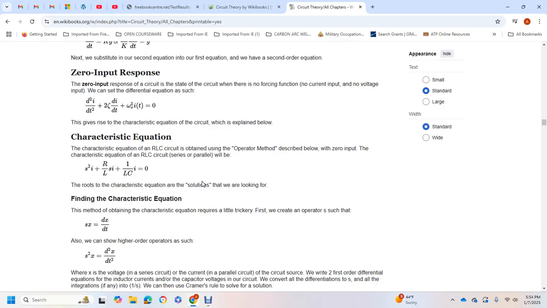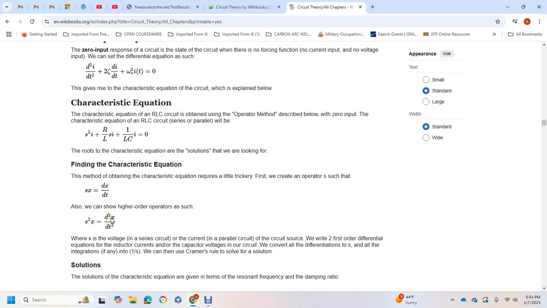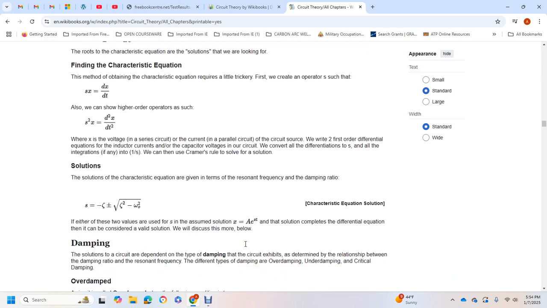Finding the characteristic equation requires a little bit of trickery. We use an operator s, such that s times x is equal to dx over dt. Also, we can have higher order operators, such as s squared times x equal to d squared x over dt squared, where x is the voltage in the series circuit or the current in the parallel circuit. So if we write the two first order differential equations of the inductor current and capacitor voltage, converting all the differentiations to s or all the integrations to 1 over s, we carry out Cramer's rule to solve.